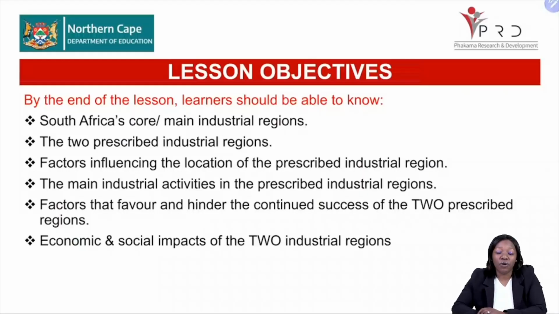Then we're going to look at the factors influencing the location of the prescribed industrial regions, and also you need to know the main industrial activities in the prescribed industrial regions. Then we want to focus on the factors that favor as well as the factors that hinder the continued success of the 2 prescribed regions. And then lastly, we'll be looking at the economic as well as the social impact of the 2 industrial regions.